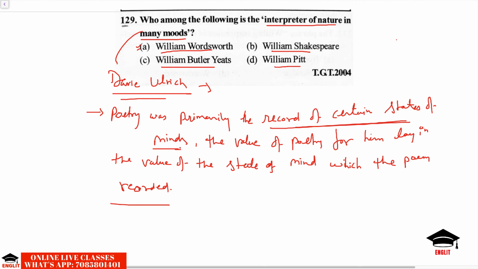He recorded various states of his mind that we have dealt with in the previous questions or in poems like Tintern Abbey. So the poems record certain states of mind. And for him, the value of poetry lies in the value of a state of mind which has been recorded in the poem itself. The true value of poetry for William Wordsworth is the value of states of mind that have been captured in the poem, and as such he interprets or explains nature in various moods. So he is none other than William Wordsworth.